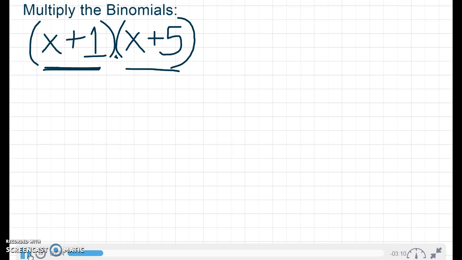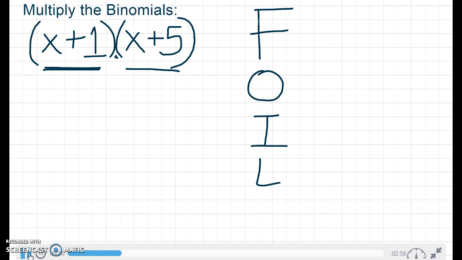Okay? So the process we're going to use today is a method called FOIL. Let me write that down. FOIL is basically the order in which you multiply the terms. So let's go over this.